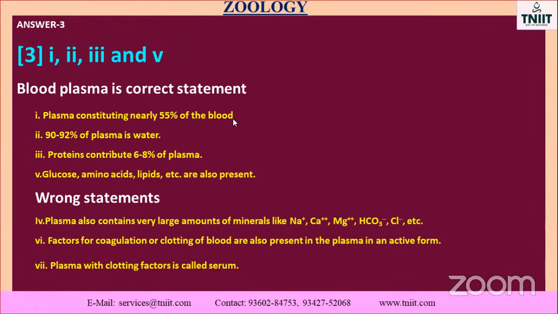Plasma constitutes nearly 50% of the blood. You already know, 90 to 92% of plasma is water. Protein contributes 6 to 8% of the plasma. Glucose, amino acid, lipid, etc. are also present. That's all. And plasma also contains a very large amount, no, a large amount will not be there. Factors of coagulation or clotting of blood are also present in the plasma.